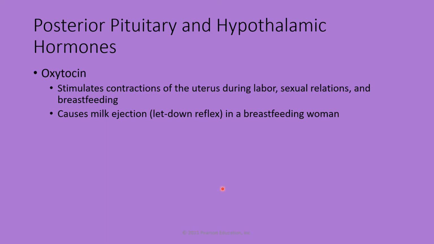In terms of oxytocin, one of the main things is when a woman is in childbirth, it helps to stimulate the contractions of the uterus when she goes into labor. It can also help to stimulate the release of milk when she's breastfeeding.